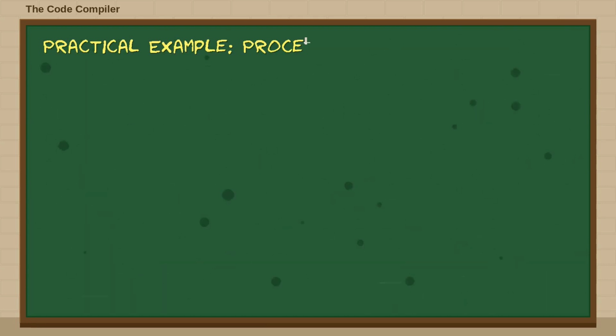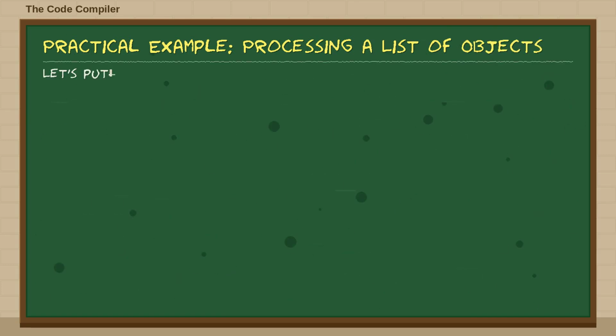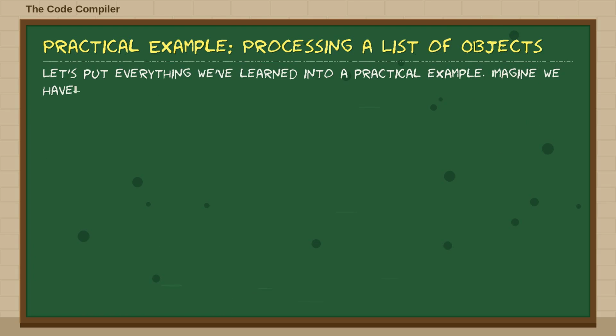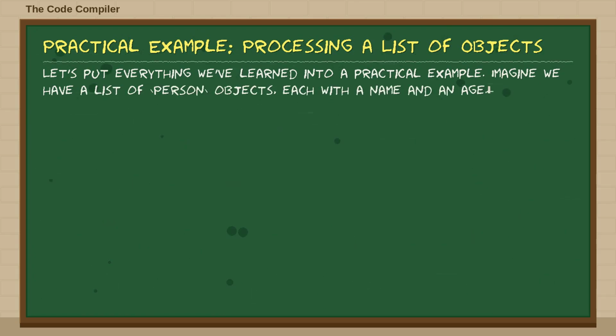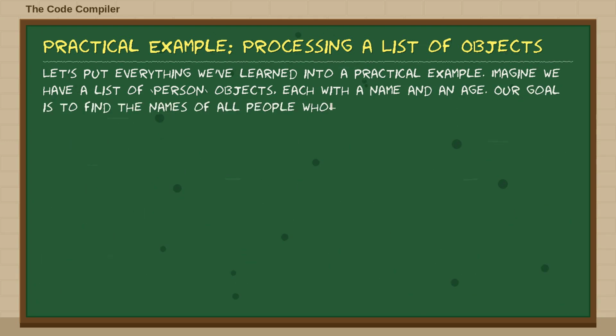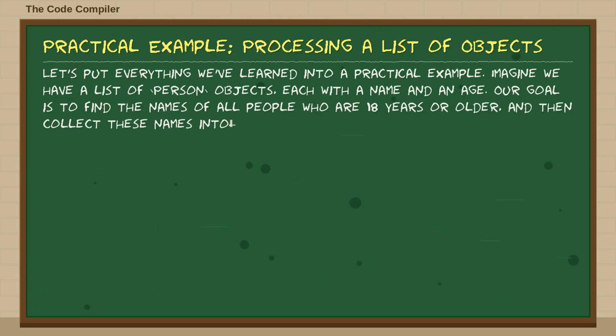Let's put everything we've learned into a practical example. Imagine we have a list of person objects, each with a name and an age. Our goal is to find the names of all people who are 18 years or older, and then collect these names into a new list.